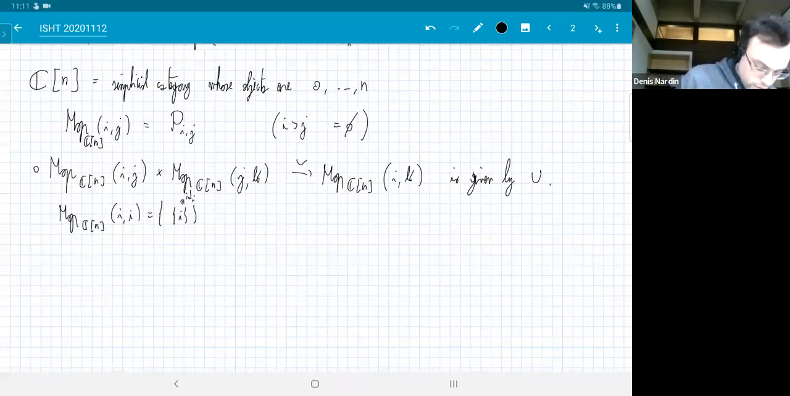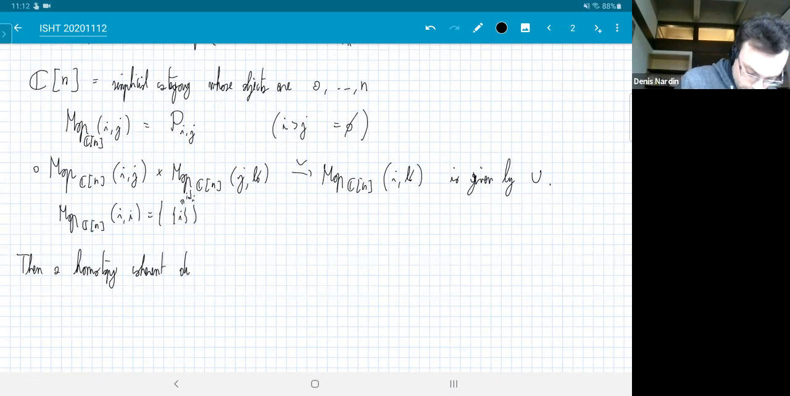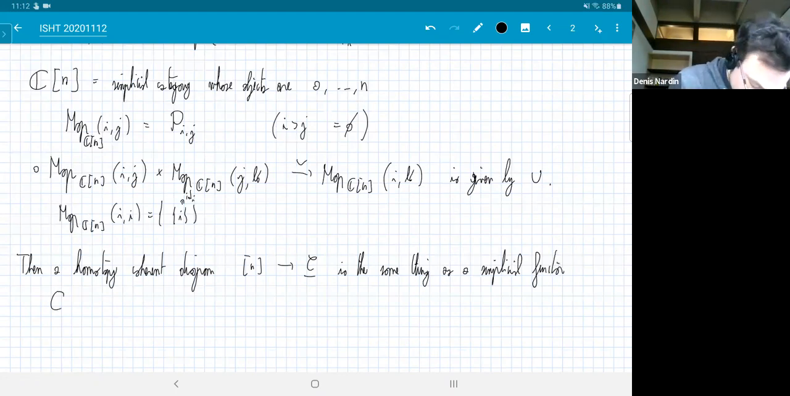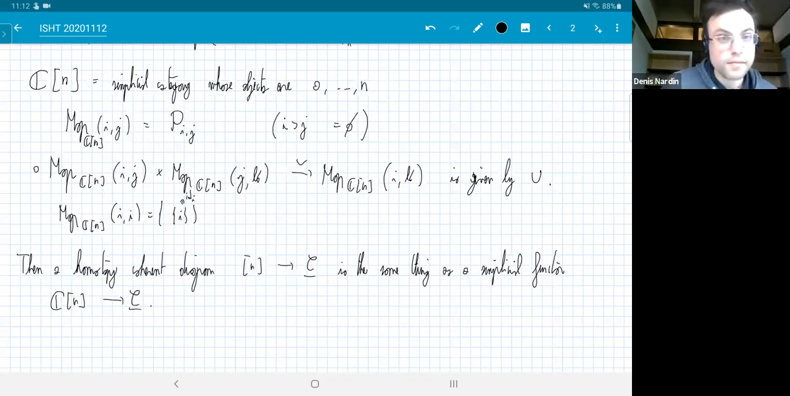Cool stuff. And now then a homotopy coherent diagram from M to C is the same thing as a simplicial functor C[M] to C. Okay, are we good?